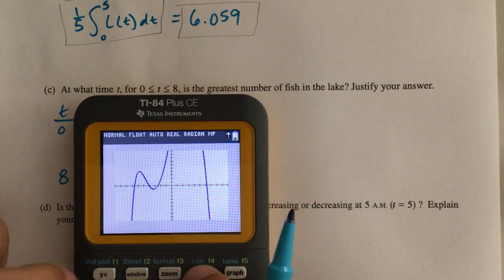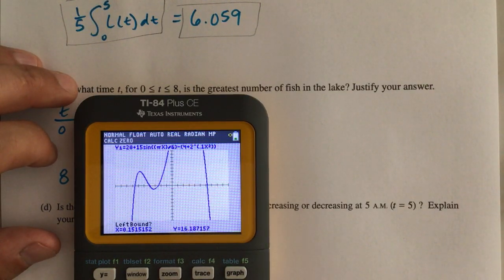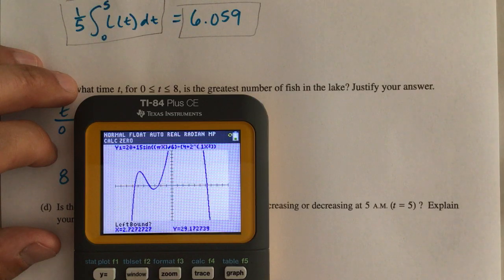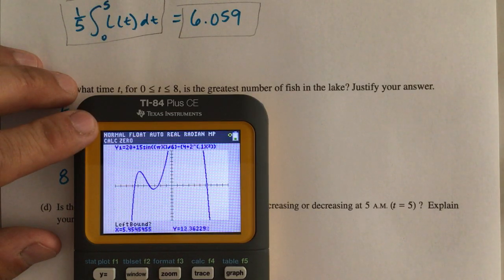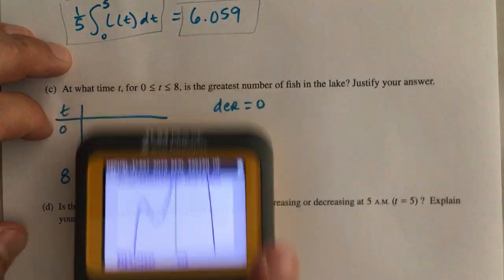Okay, so I'm going to go second calc, and then I'm going to find that 0. Left bound, so I'm scrolling to the right. Left bound, there it is. Left bound, right bound, and then enter. And so it looks like 6.203.